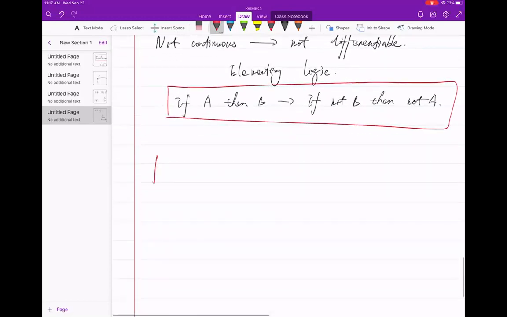Now you have a function here. How do you check if it's differentiable? You check if it's continuous first. If it's not continuous, you can say not differentiable.